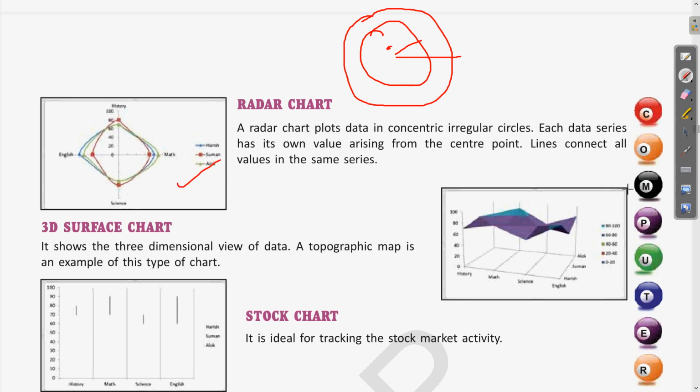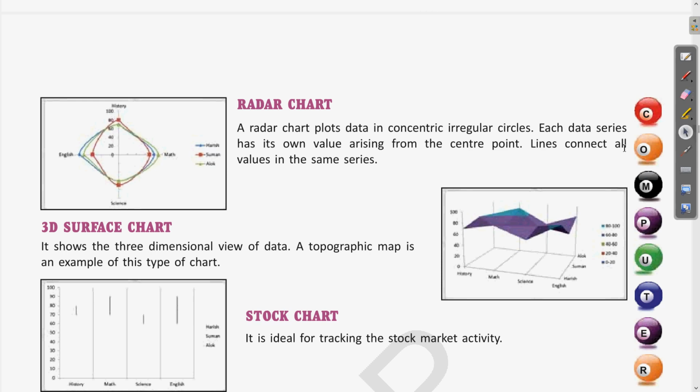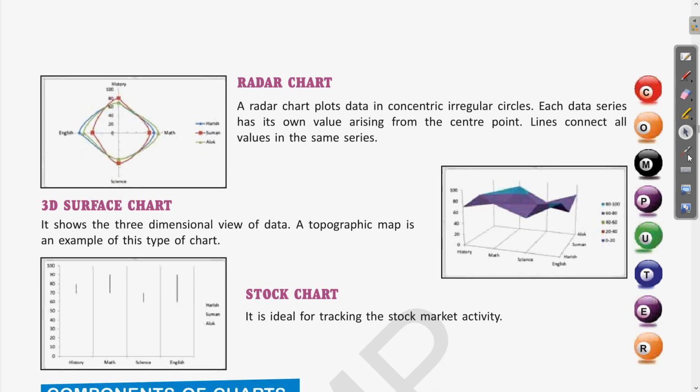Then 3D surface chart. The 3D surface chart can be used for representing the topographic map of an area. Clear? And this is the three-dimensional view of any data, and the 3D view will be more appealing and will give you a better picture of any of the data series which we are presenting in this chart.